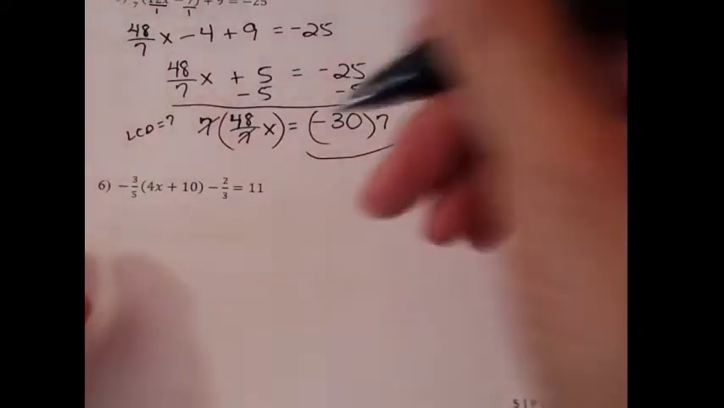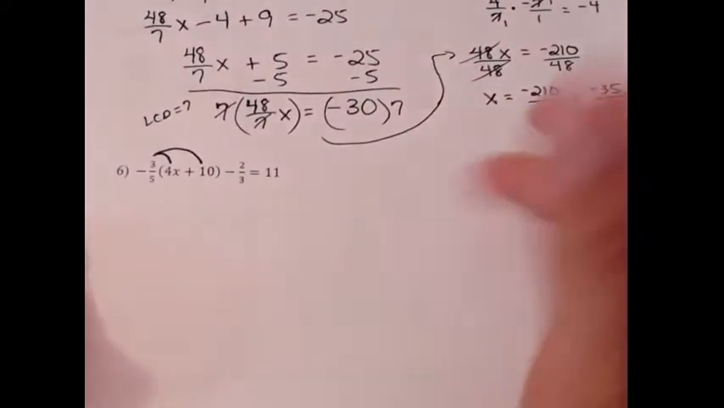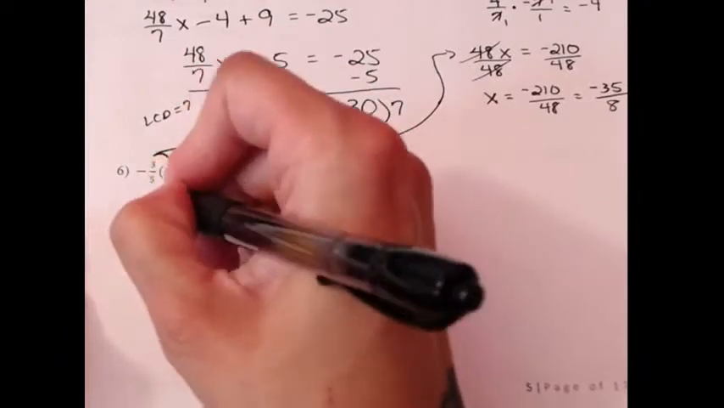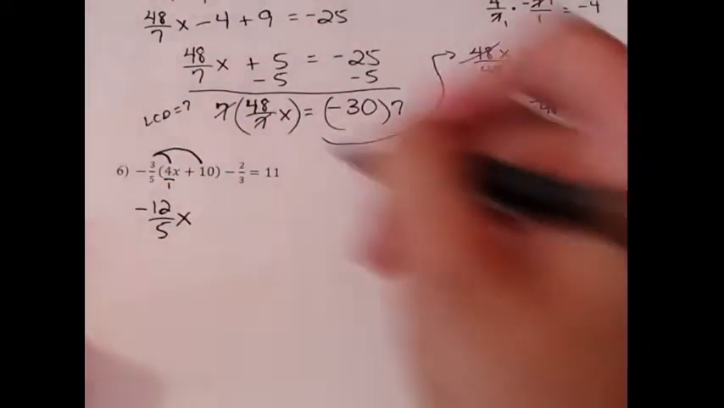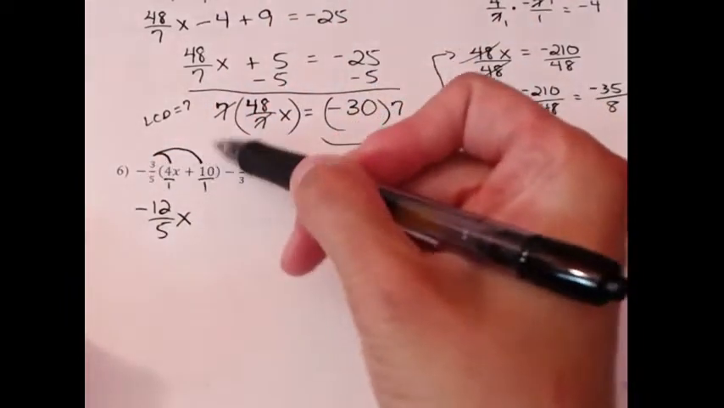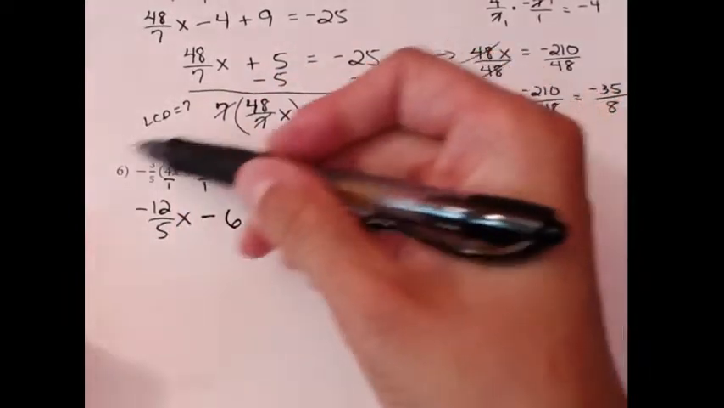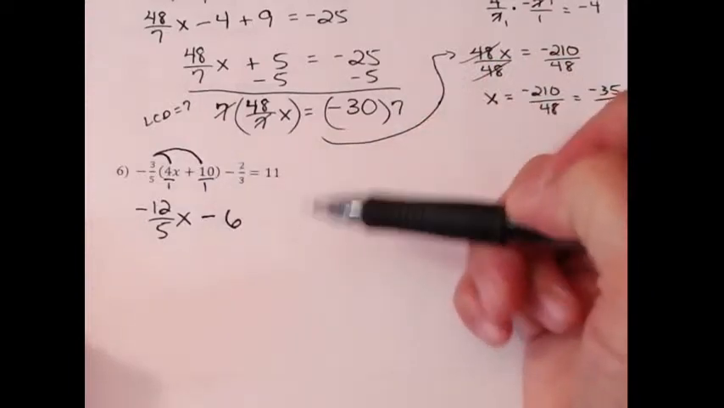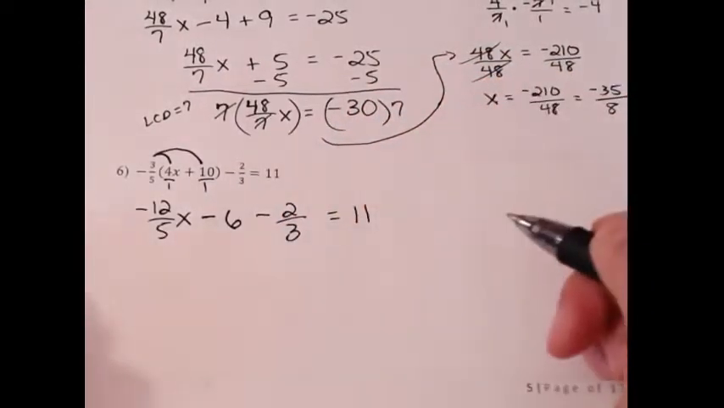So check this out. We are going to distribute this negative 3/5. Negative 3/5 times 4x is going to be negative 12 over 5, so negative 12 over 5x. Next, we have negative 3/5 times 10. 5 goes into 10 twice, so this gives us negative 6. If you want, do some side work. Negative 3/5 times 10, that's a negative 6. Then we have minus 2/3, and we have equals 11.